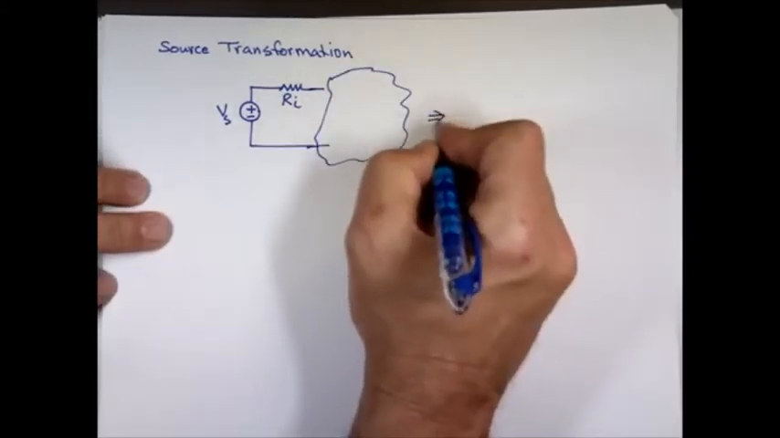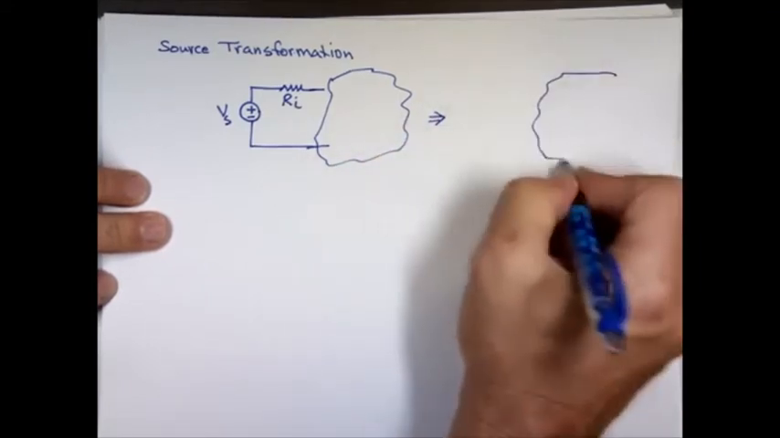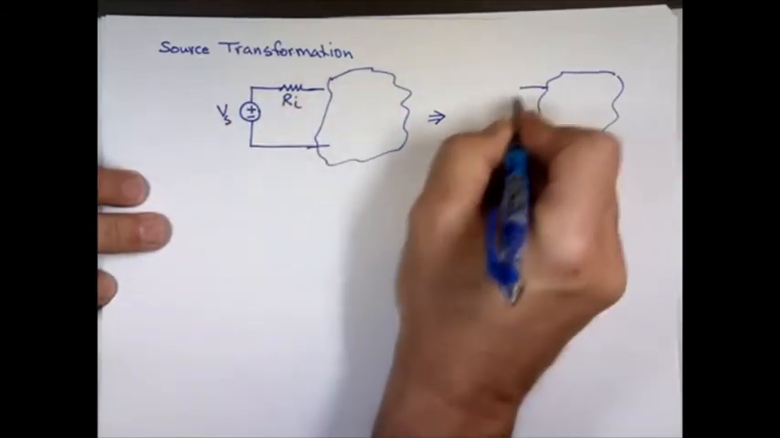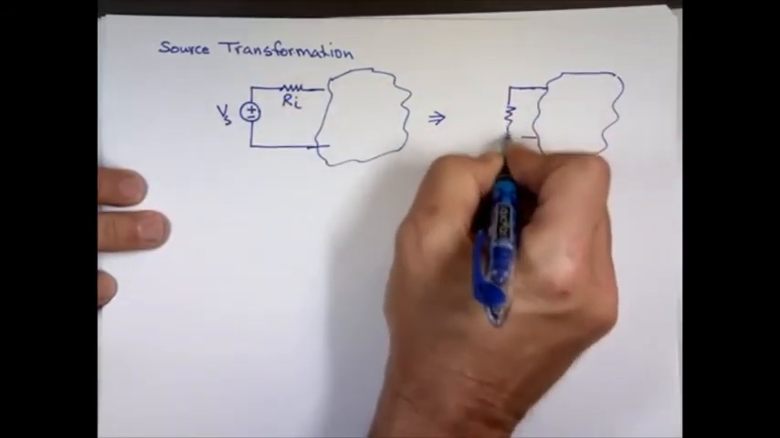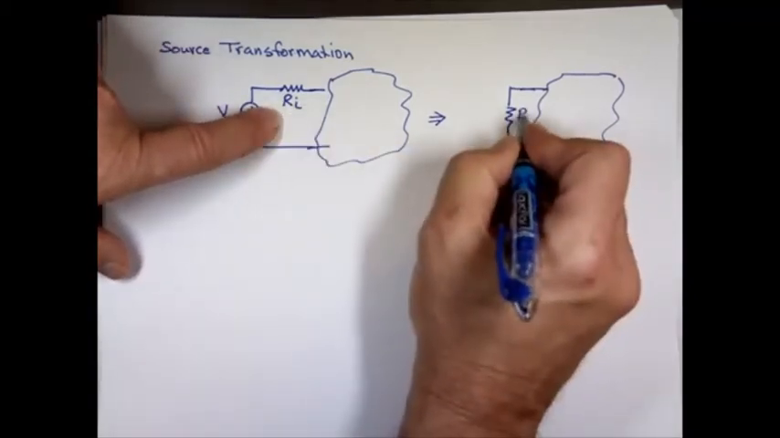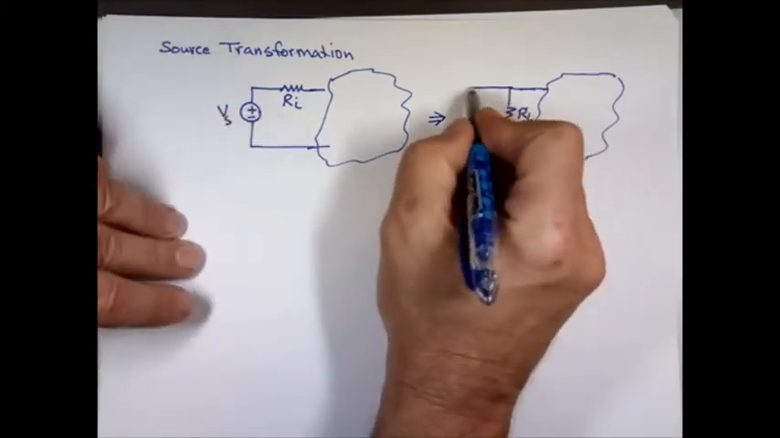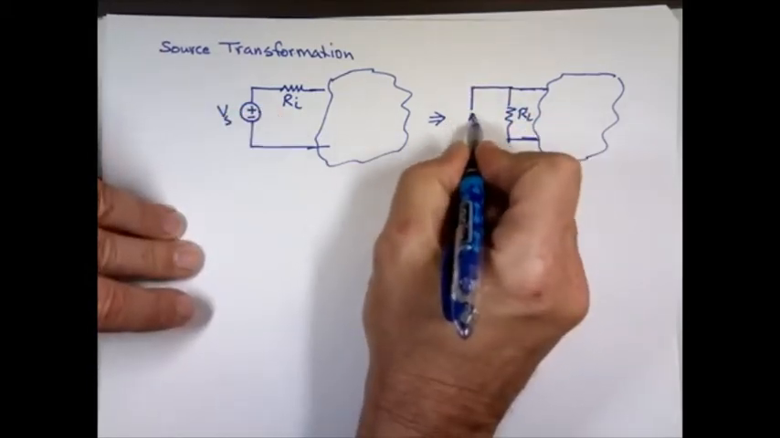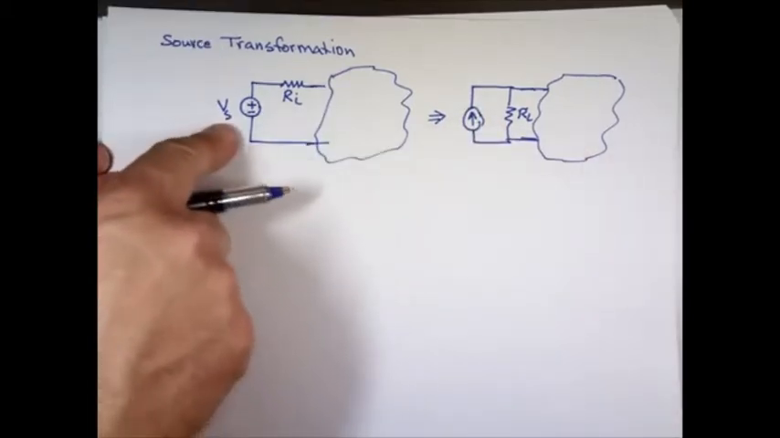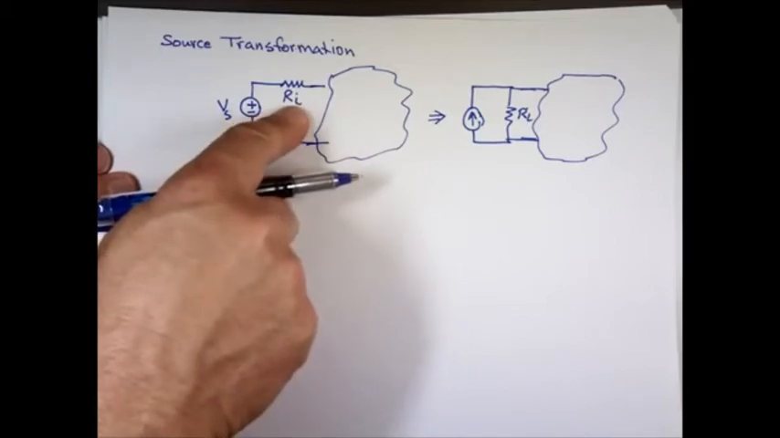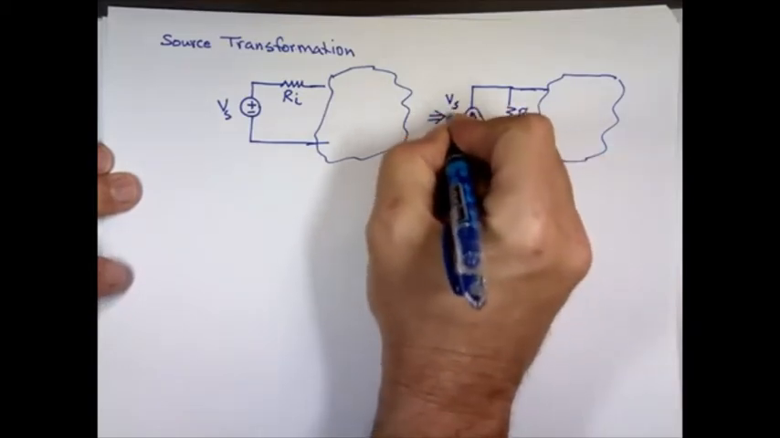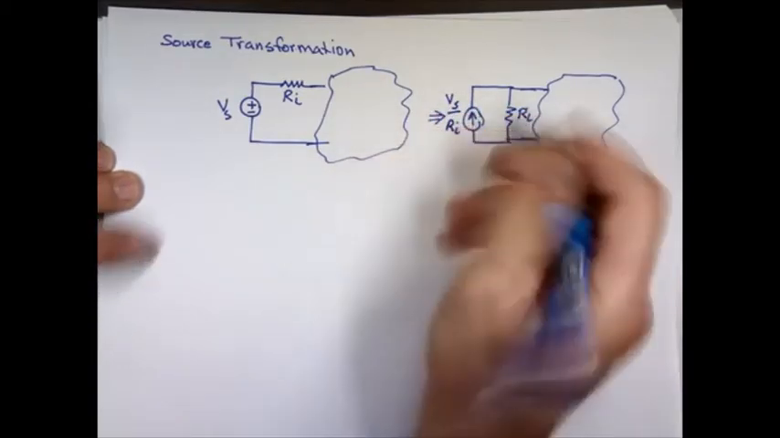I can, if I want to, take that circuit and take this source and that one and replace them with a resistor in parallel to that, and the value of that resistor will stay the same as this one. That doesn't change. But instead of a voltage source, I can replace it with the current source. And the value of the current source will be this one divided by that. Ohm's law. I equals V over R. These two circuits will be equal.